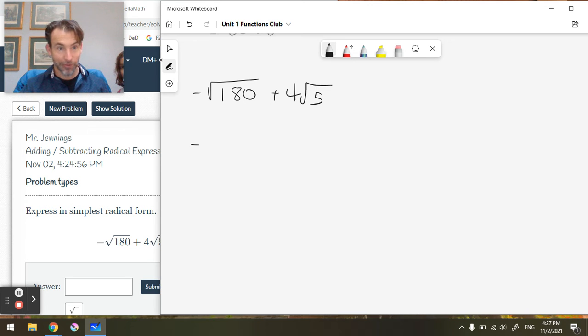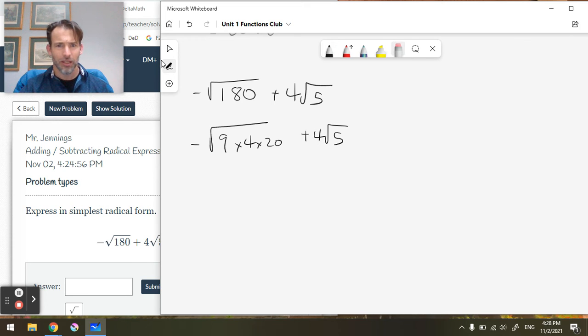Let's talk about this 180. It's got a 9 in it, and it's a perfect square. So when I divide it out, it leaves me 20. Now the 20 has a 4 in it, so I see some perfect squares in there. So I can write this as 9 times 4 times 5, and then plus 4 times root 5.